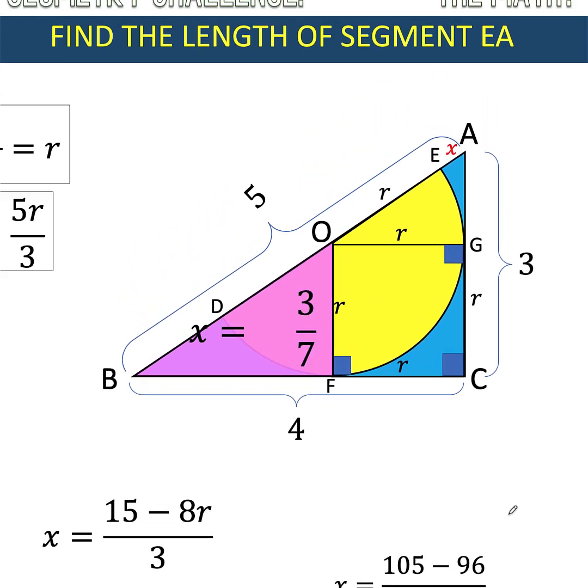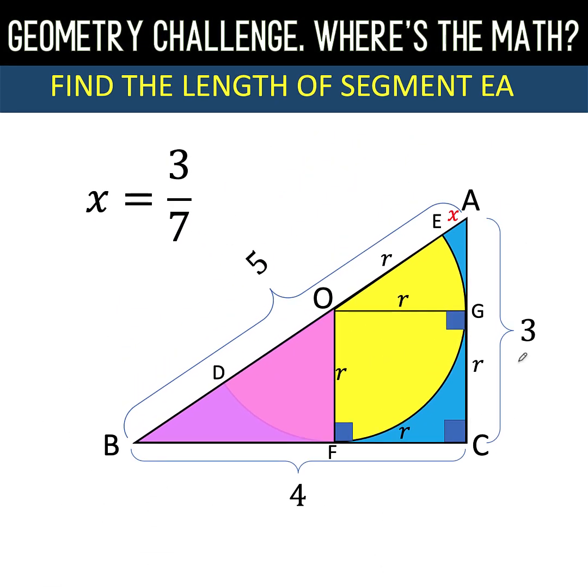So we now know what is the value of x. x is equal to 3 over 7 units. That is now our final answer. And that is where the math is.